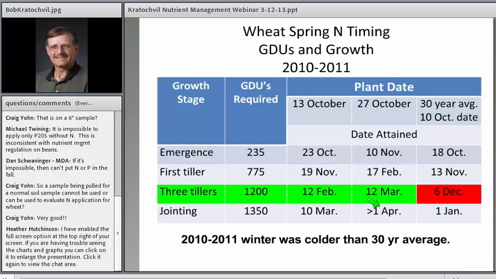Now, the year was much colder than average. We had 2 different planting dates for the wheat, October 13 and October 27. We didn't accumulate 1,200 GDUs until the 12th of February for the early plant date, and it was not until the 12th of March for the late plant date. And of course, using the 1,350 GDUs, it took until mid-March for the 1,350 GDUs to be accumulated, or after April 1 for the late plant date.